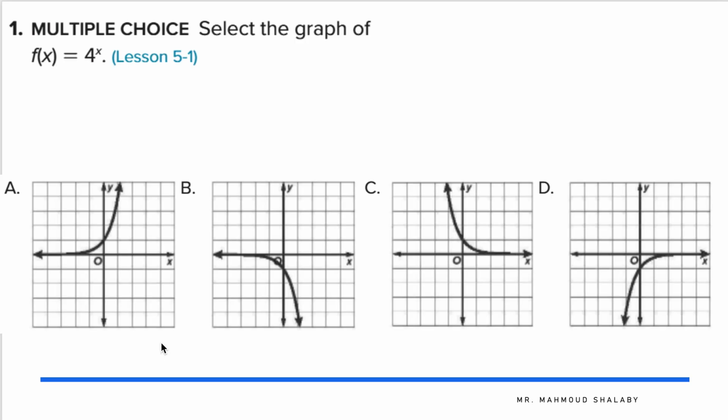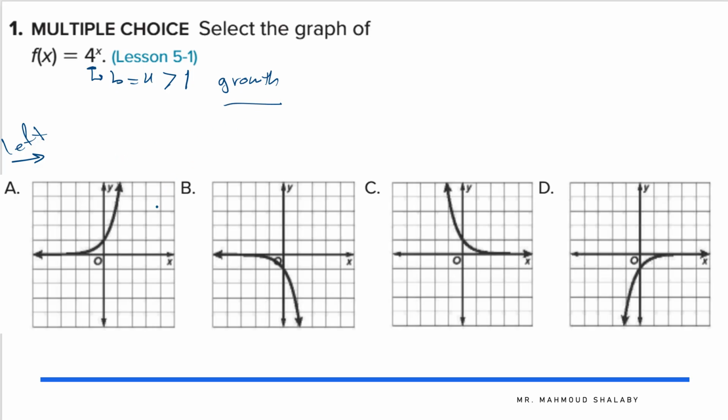So, for example, this is the type of questions you may expect in the exam, the multiple choice. So f of x equals 4 to the power of x, select the graph. First of all, I will look at the value of b here. As we know, b here equals 4. We said greater than 1, it means representing growth type. Growth means we always start from the left side and go with the graph. Is it increasing or decreasing?